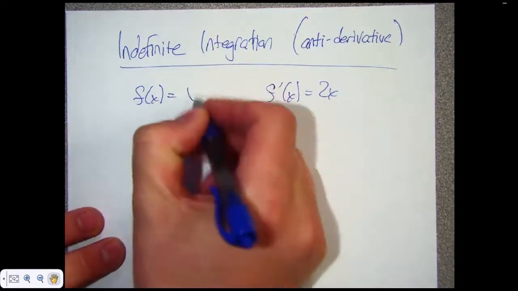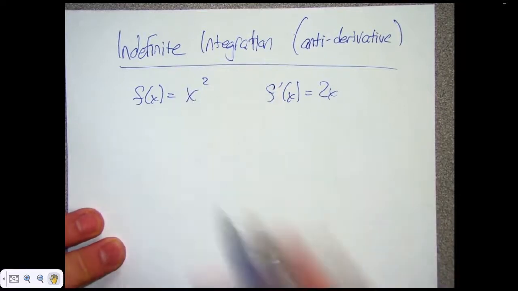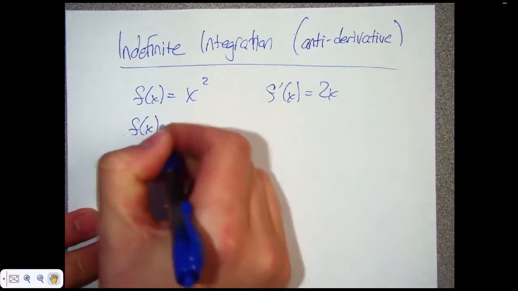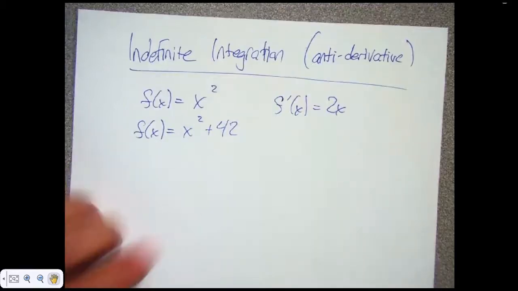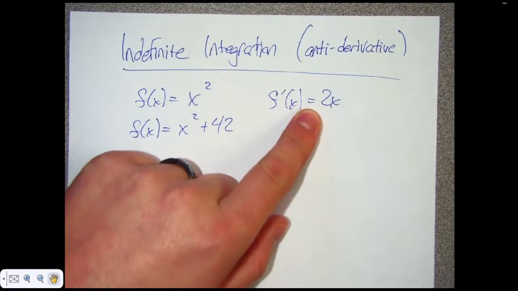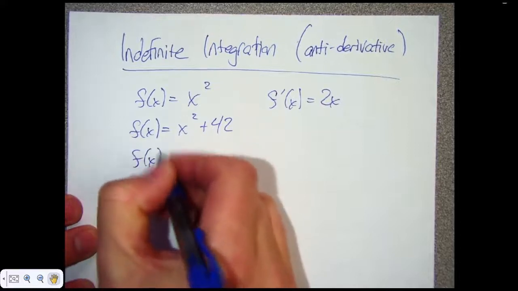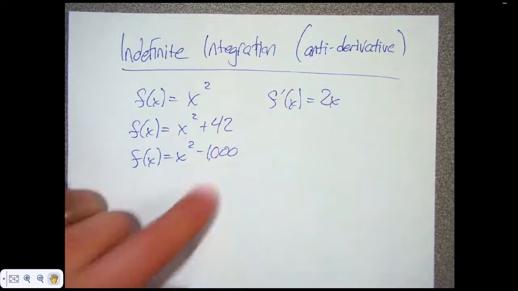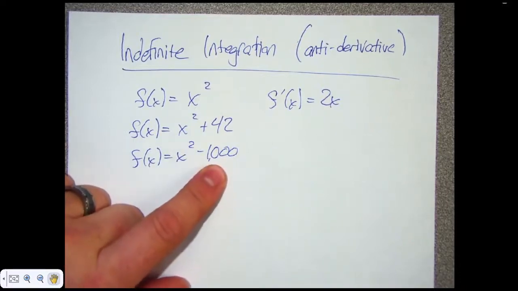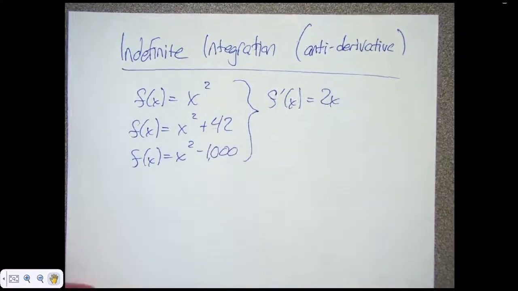So one possibility is x squared, right? Because what's the derivative of x squared? It's 2x. Somebody give me another possibility. X squared plus 42. Wouldn't that also have the derivative of 2x? Because what's the derivative of the 42 part? 0. X squared minus a million, I'll just write 1,000 for short. Wouldn't that also have the derivative of 2x? So all of these would have that same derivative.